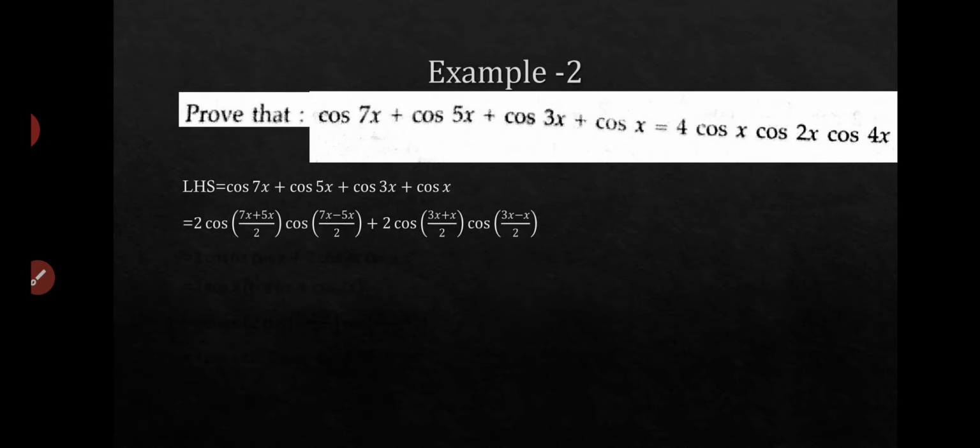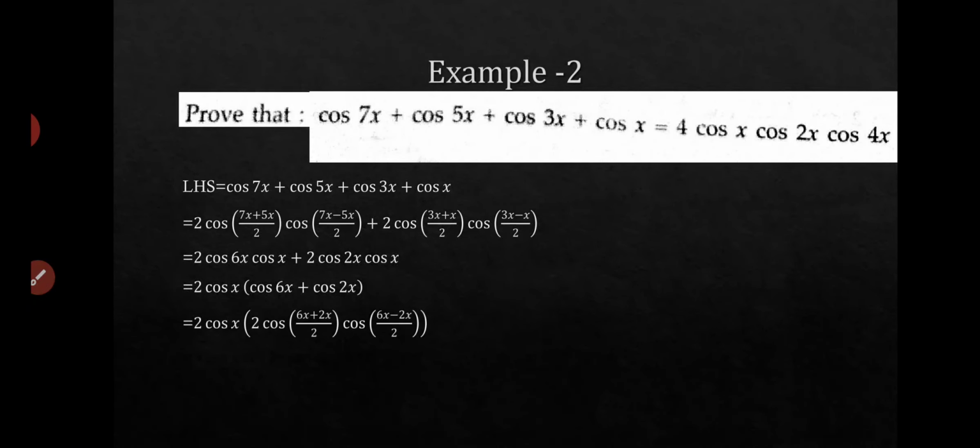So 2 cos of (7x plus 5x) by 2, cos of (7x minus 5x) by 2, plus 2 cos of (3x plus x) by 2 and cos of (3x minus x) by 2. Now if you just simplify it, this is exactly what you get: twice of cos 6x into cos x plus twice of cos 2x into cos x. Take 2 cos x common, and then again you have another cos c plus cos d. Apply, and this is what you get. So now if you just simplify it once more, you will get this.